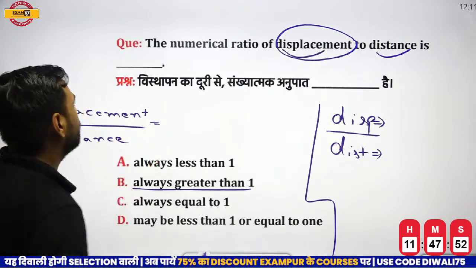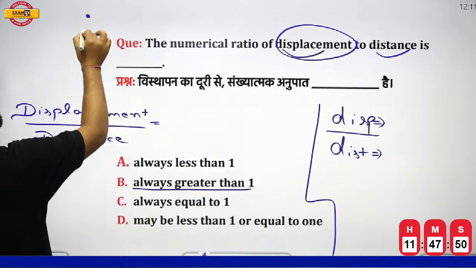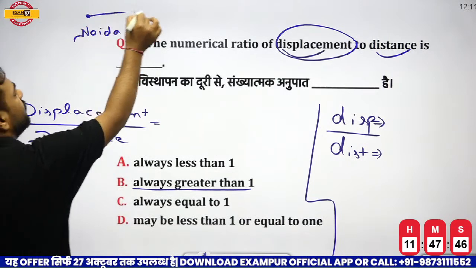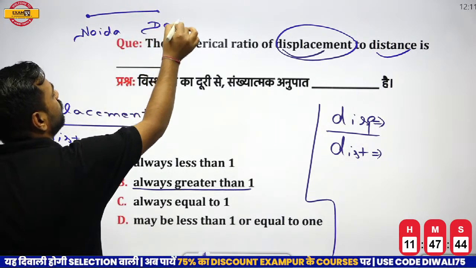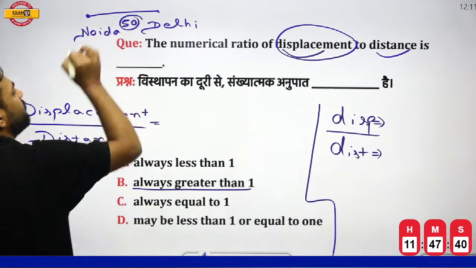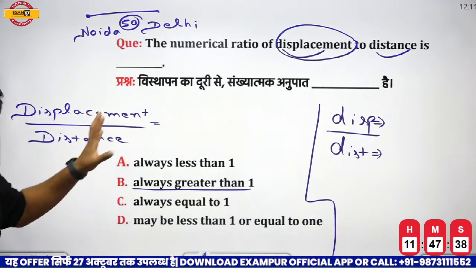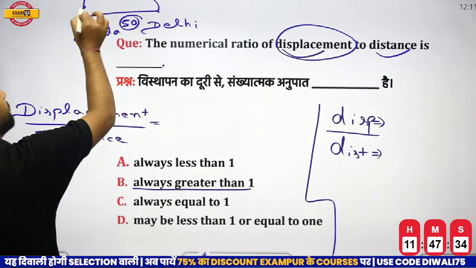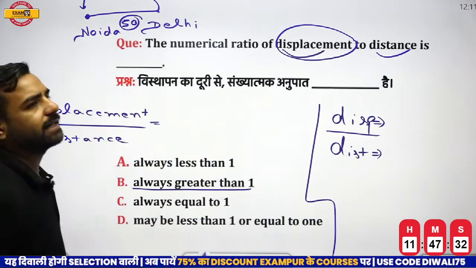Now I have a question that would be easier for understanding this part. For example, I am here at Noida. Now I want to go to Delhi. Let us assume it is 50 kilometers from this location. And again, from Delhi, I want to come back to Noida, at the same location from which I started.